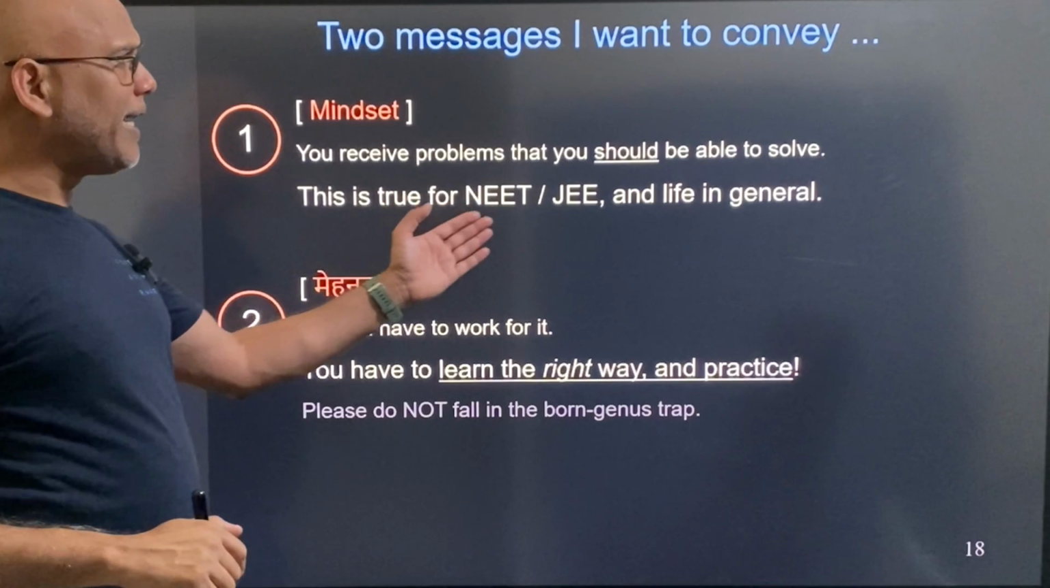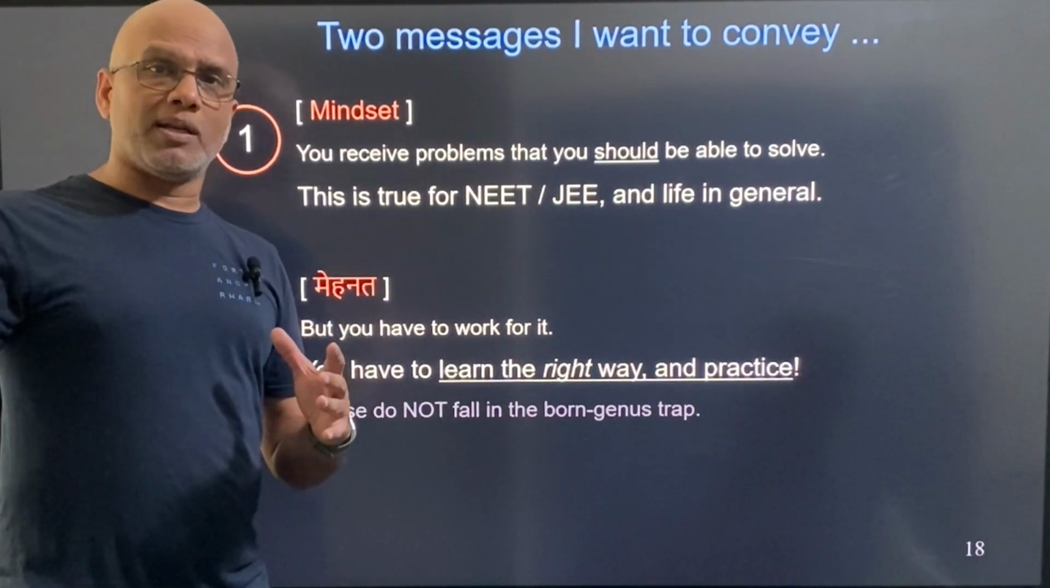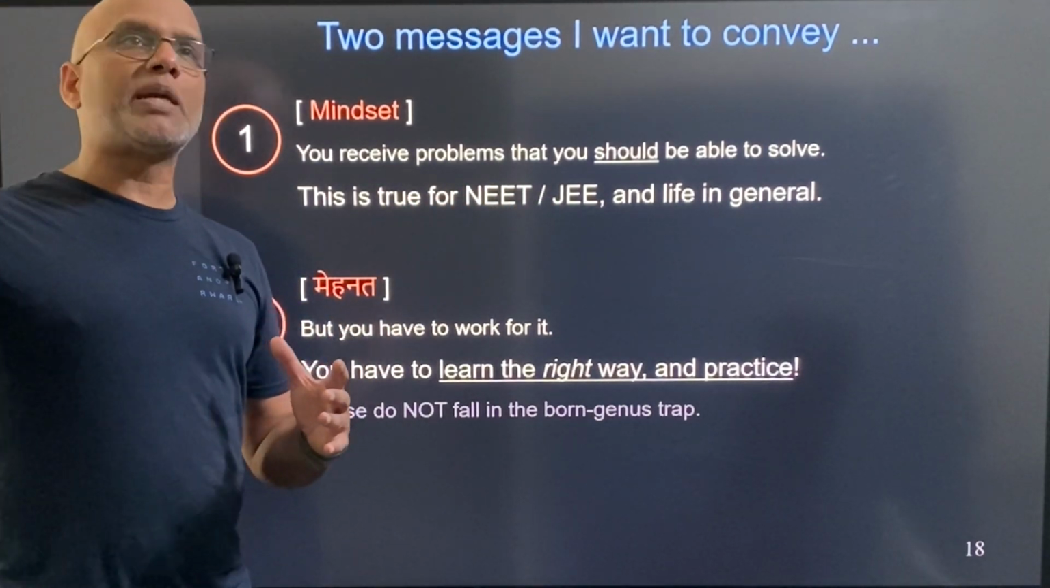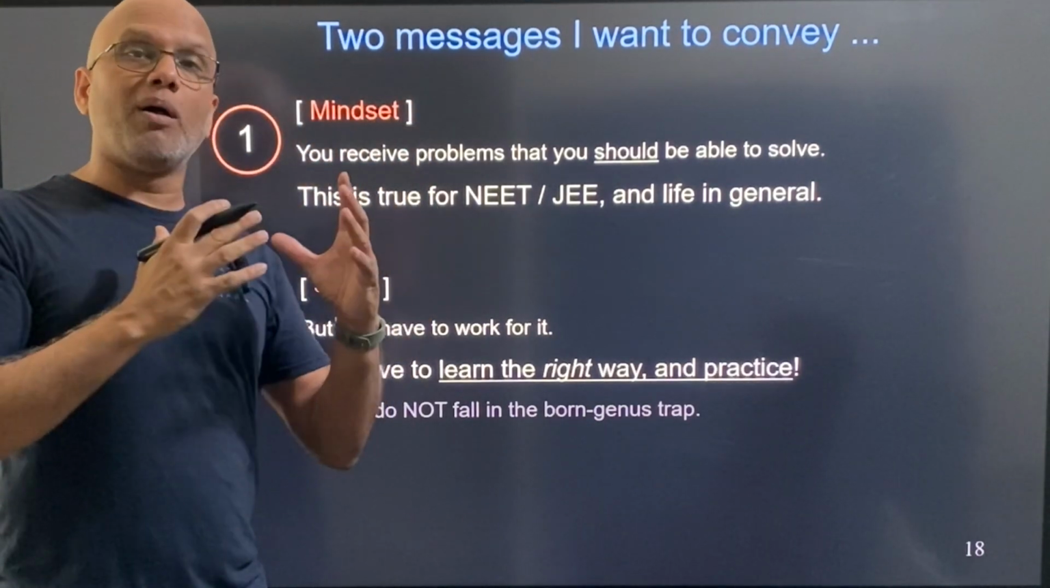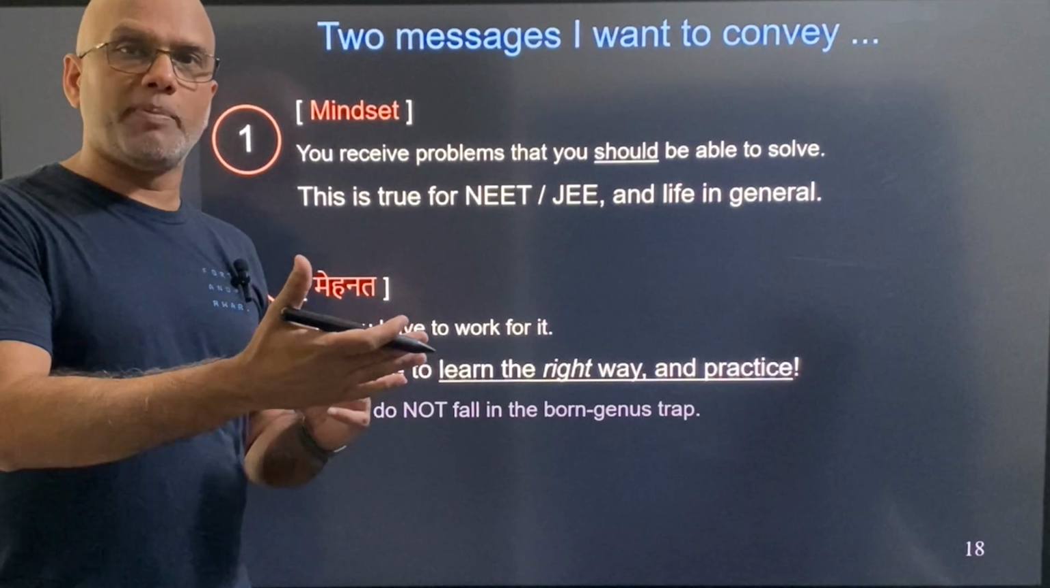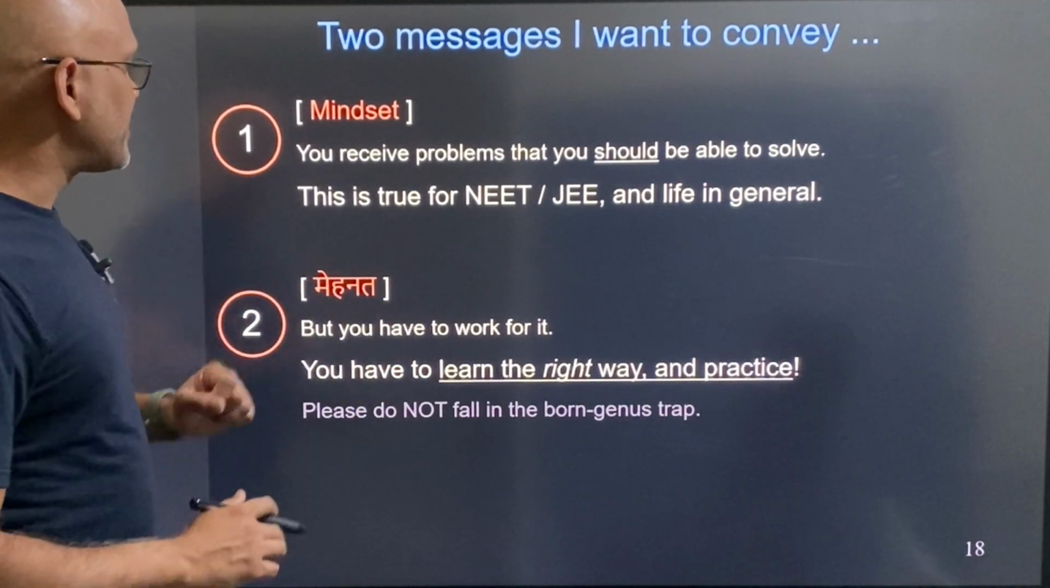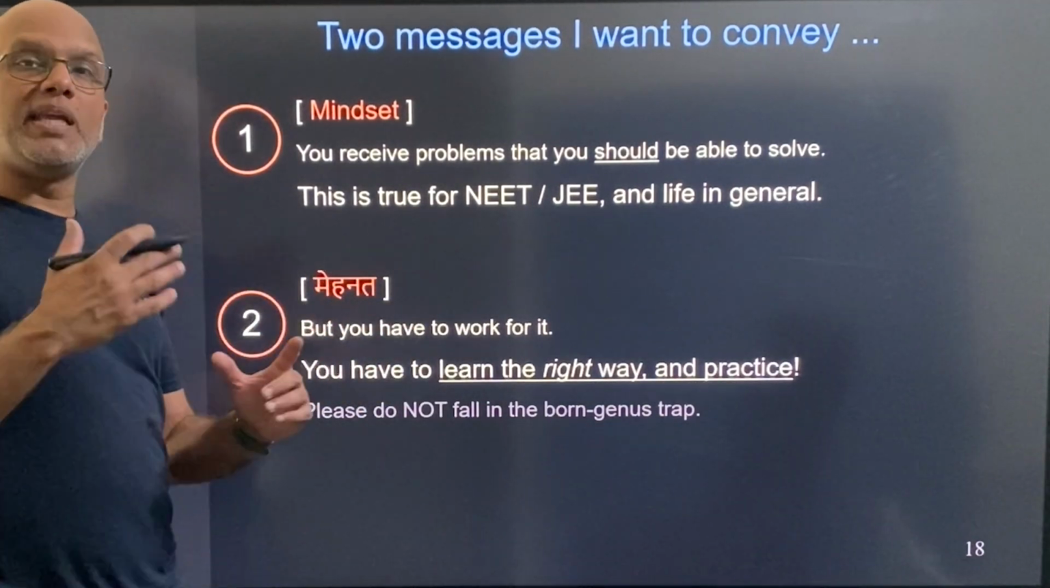Now this is true for NEET, JEE and also life in general. Like, we get different setbacks, problems in life, where our mindset should be, okay, I'm getting this problem because I should be able to solve it, right? So there's the first message. And the second message is mehnat, meaning hard work.